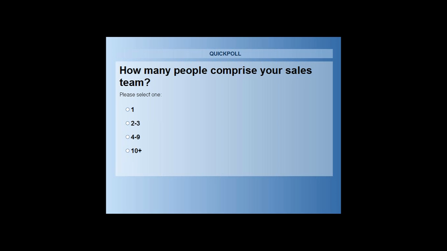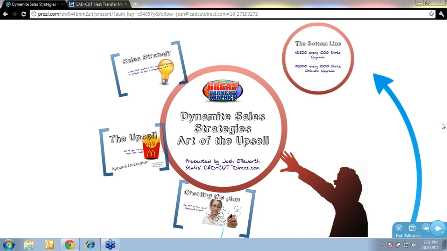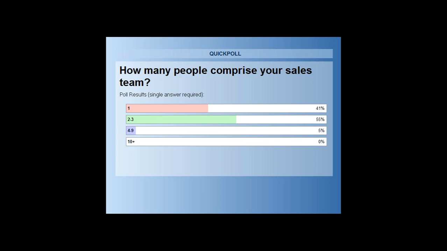70% have voted. Give you about 10 more seconds here. And most have voted, so I'm going to close that and go ahead and share the results. Looks like 41% of the audience has 1 person selling, 55% has 2 to 3 people, and 5% has 4 to 9 folks selling for their business.